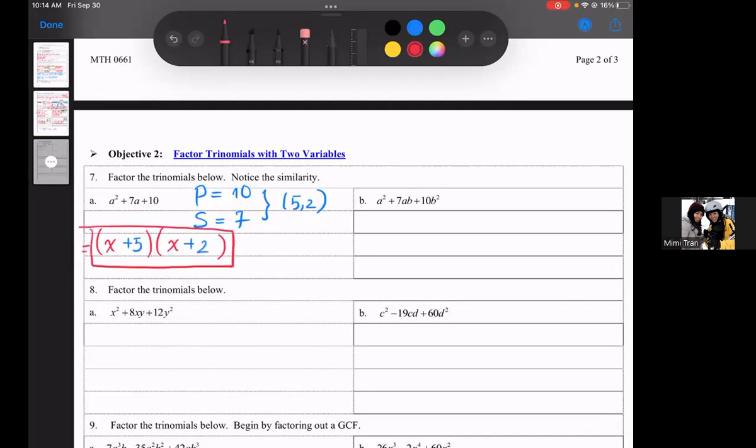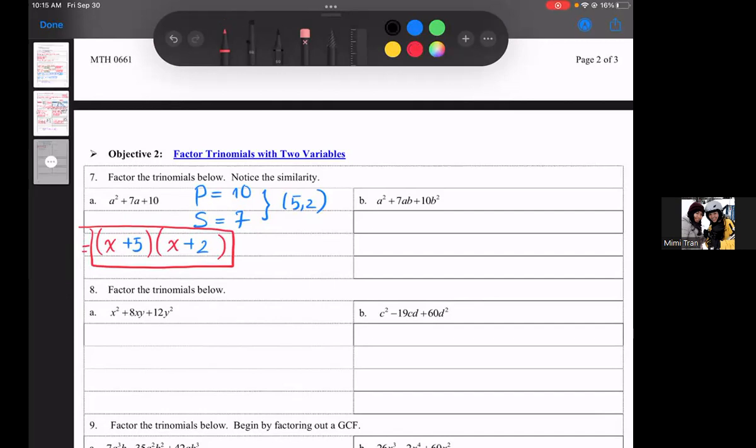Now, for part B, what is different between part B and part A? There are two variables. What do I do first? First of all, alphabetically, it is in descending order. A first. So A squared, A to the first, A to the zero, which is 1, because there's no A there.